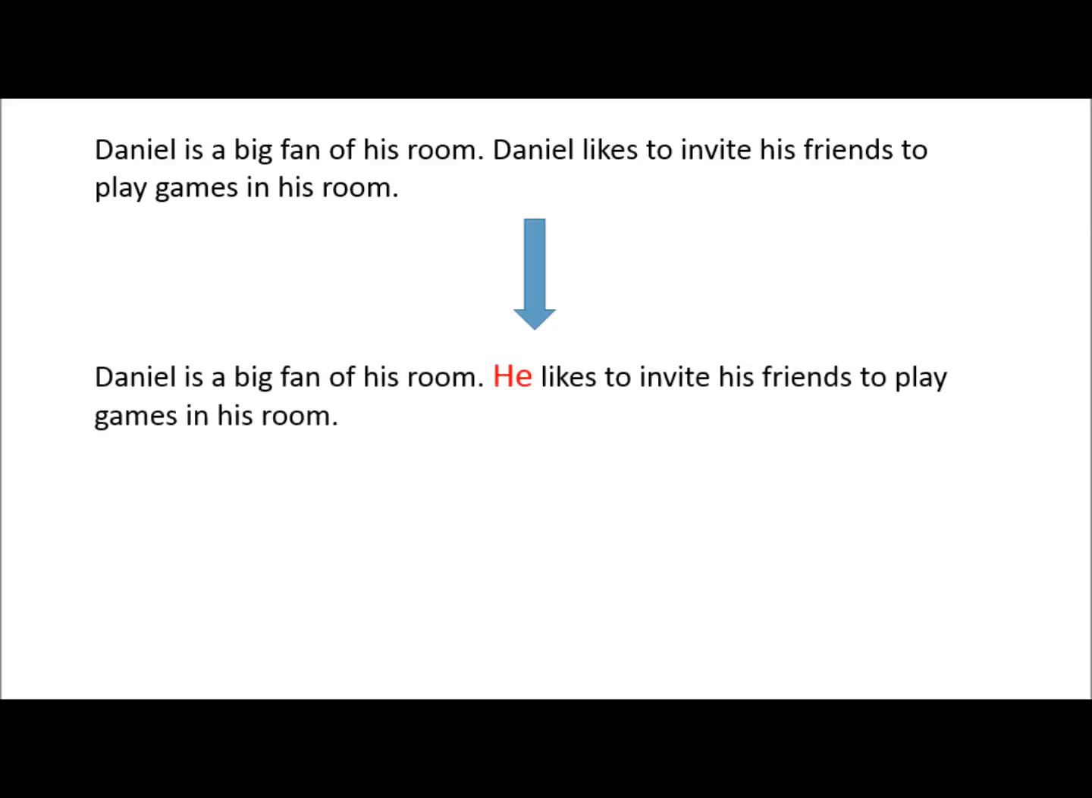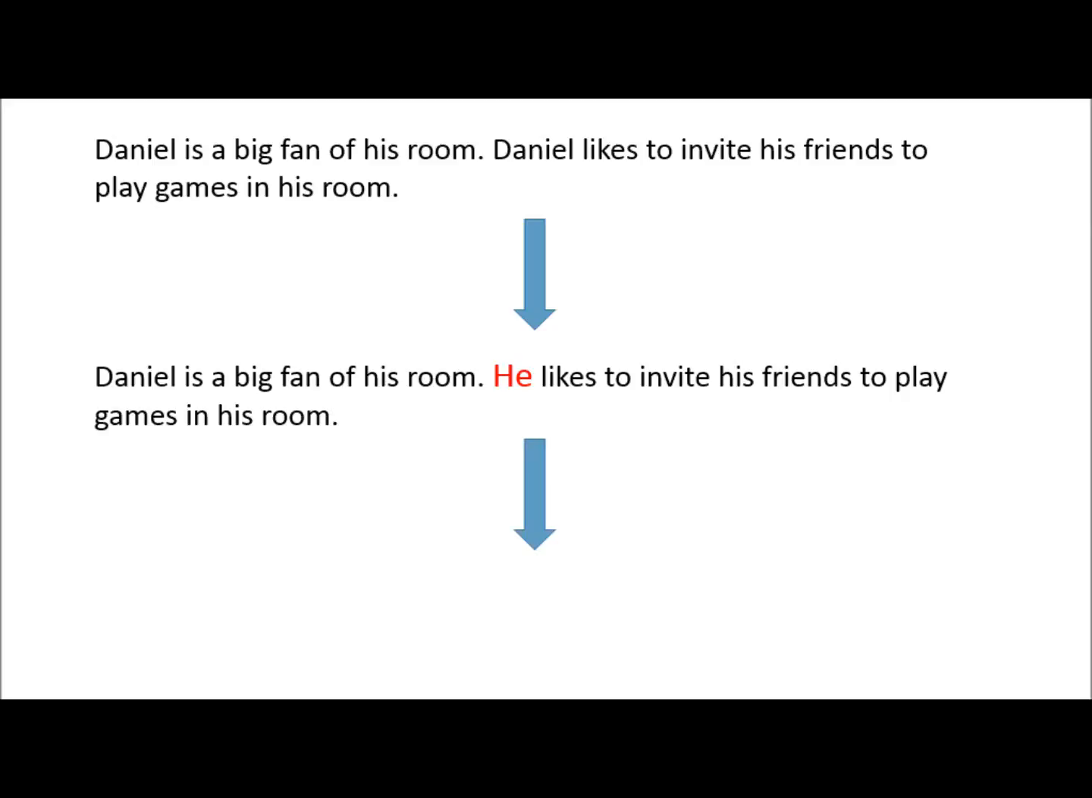Here is an expansion of that example. Daniel is a big fan of his room. Daniel likes to invite his friends to play games in his room. Now again, grammatically, this works, but it is not the best writing, and we can use pronouns to improve it. So, firstly, let's replace the second Daniel with he. It is obvious that the he refers to Daniel because we have just made a statement about Daniel being a big fan of his room, and so the he can't refer to any other person in that context, and so there is no need to actually use Daniel's name again and for the writing to sound quite repetitive.